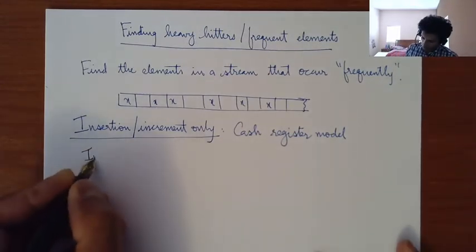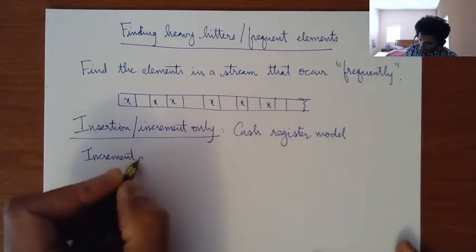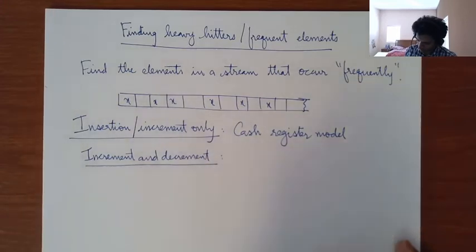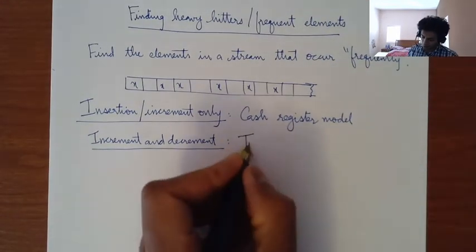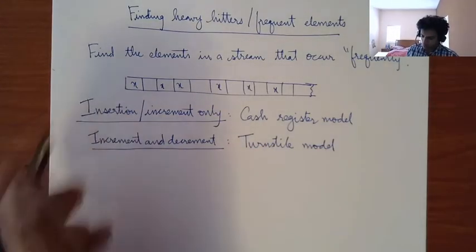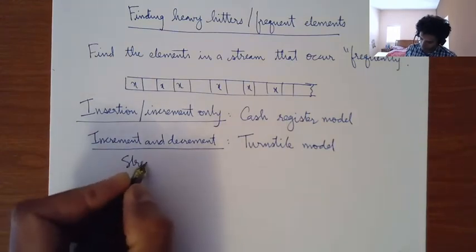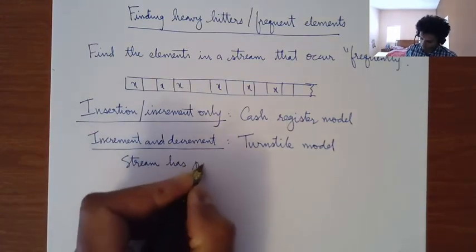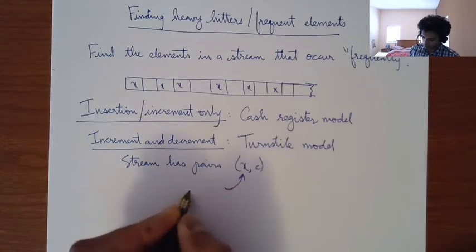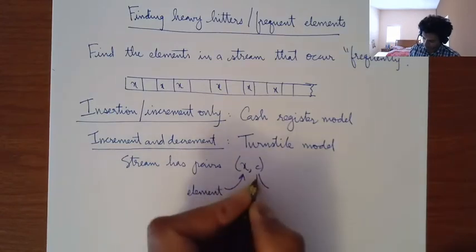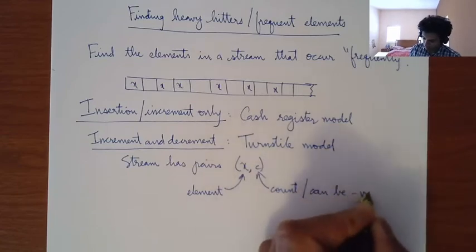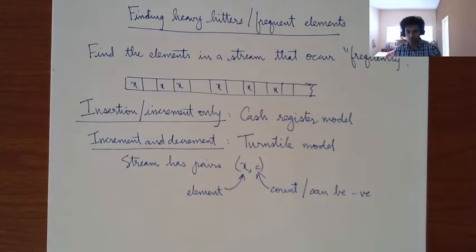There is the increment and decrement, so this is the more general model. The increment and decrement is also called the turnstile model. Here we think of the stream as having pairs x, c, where x is the element and c is a count, and the count can be negative.